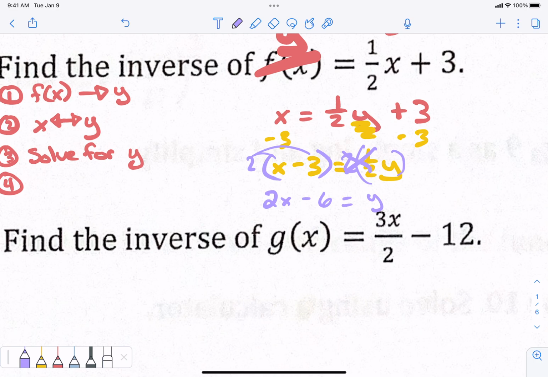Okay, 2x minus 6 is the inverse. And then what's step number 4? Switch the x and y back. The y goes back to f of x. f inverse of x, right?